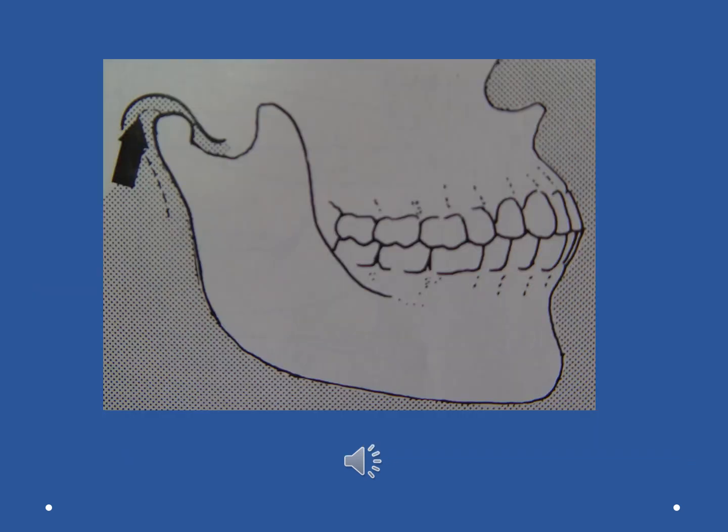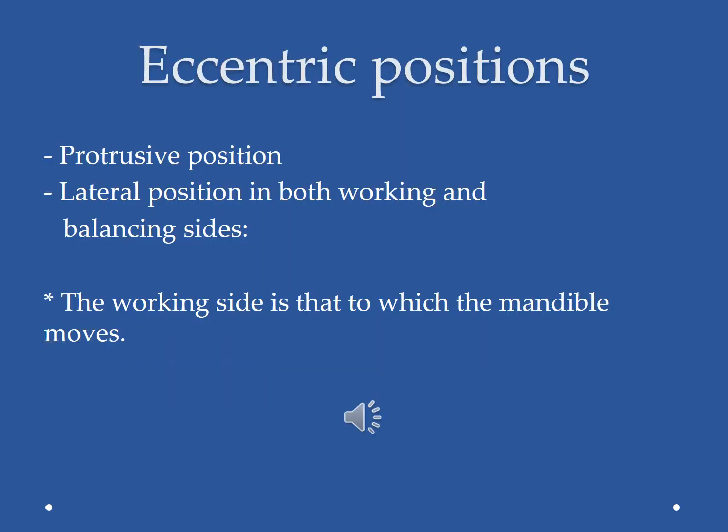As the temporomandibular joint moves, the mandible moves. So we have a wide range of movements. So we don't only have the centric occlusion position, we also have eccentric positions, which are the protrusive position and the lateral position in both working and balancing sides. Remember that the working side is that to which the mandible moves.